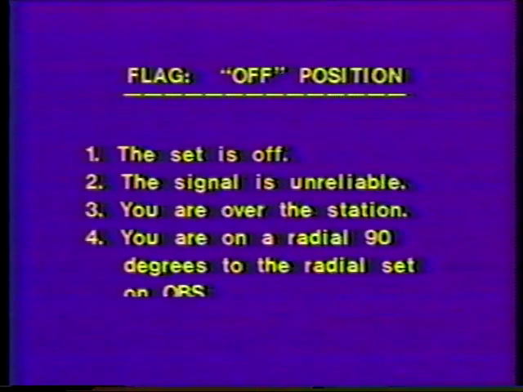It may not be strong enough because you are too far away from the station or are too low to receive the station. It will show off when you are over the station, as you are flying from to from on a specific course. You are then in what is called the cone of confusion, in which the receiver cannot determine the phase difference. And the flag will also go to off when you are on or when you cross a radial which is 90 degrees to the radial you have set on the OBS. The reason for this we'll explain in the orientation section.